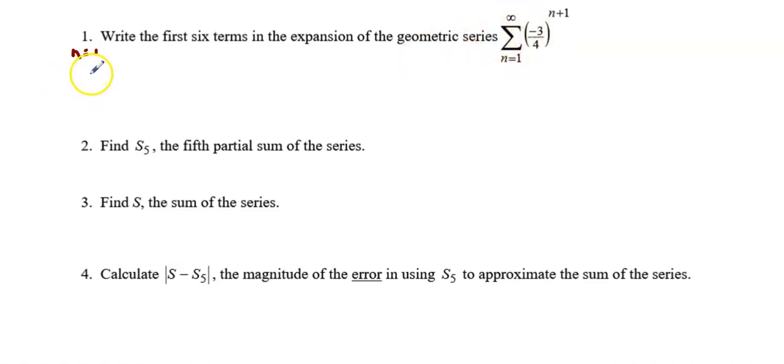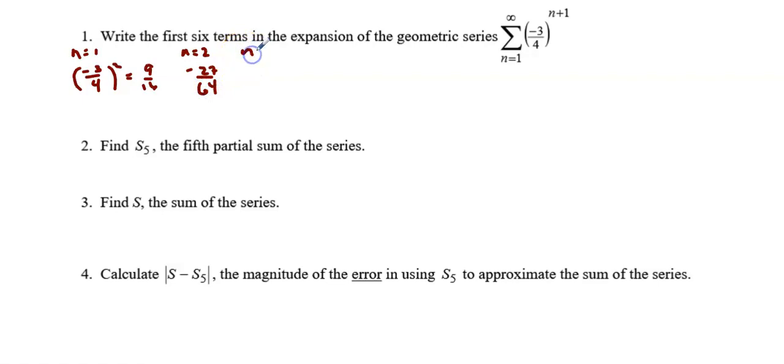If I plug in 1 to my function, I get negative 3 over 4, all raised to the second power, right? Because I'm going to raise it to the 1 plus 1 power. And so that first term is going to equal positive 9 over 16. And so in order to save some time here, I'm just going to go ahead and write out the next 5. My second term, when I plug in 2 right here, is going to be negative 3/4 raised to the third power. So of course the series is going to be negative. Every time our exponent is an odd value, it's going to be a negative. And so my second term is going to be negative 27 over 64.